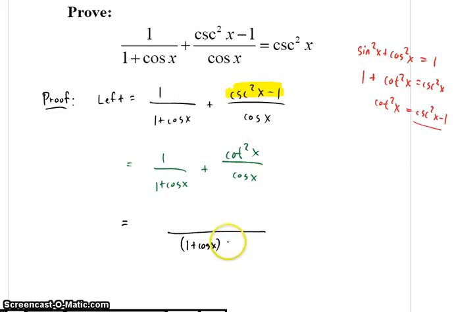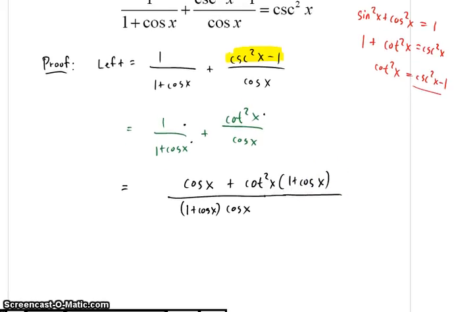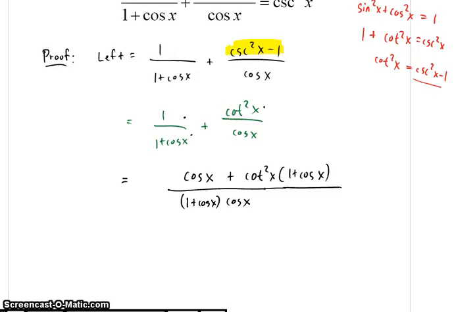So the common denominator is 1 plus cosine of x times cosine of x. So this fraction here, I need to multiply by cosine x over cosine x. So this is cosine x. And this fraction here, I need to multiply by 1 plus cosine x over 1 plus cosine of x. So that gives me cotangent squared of x times 1 plus cosine of x. All right? So let's see what this does.